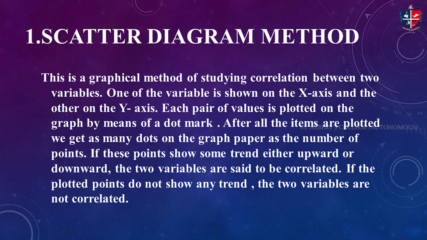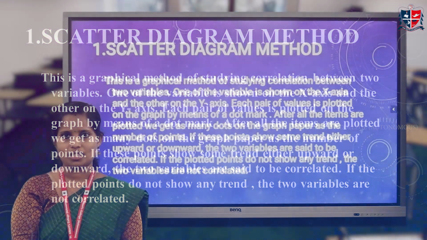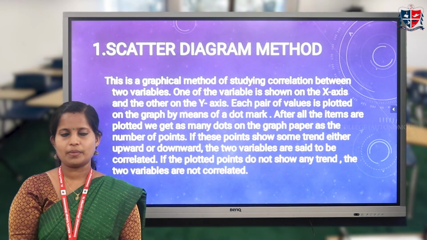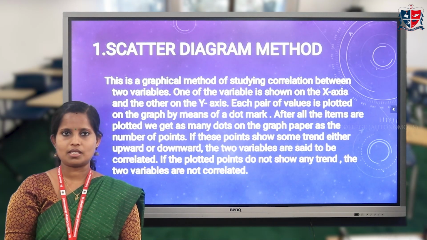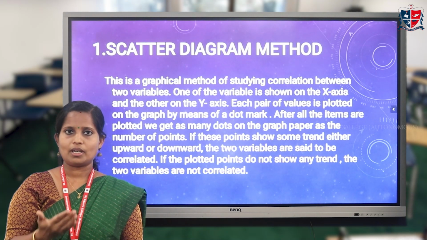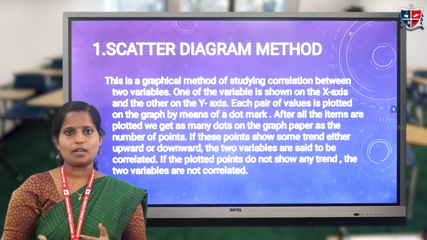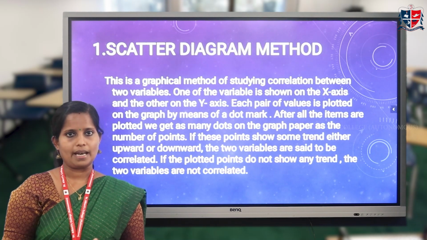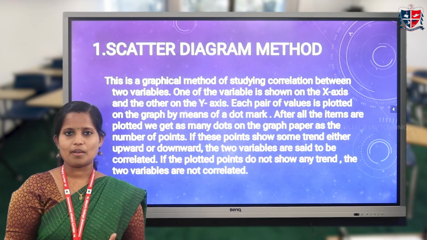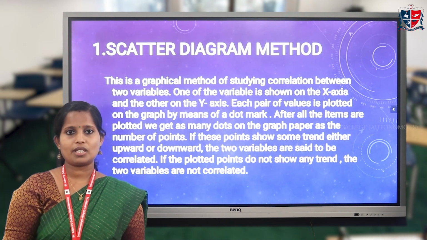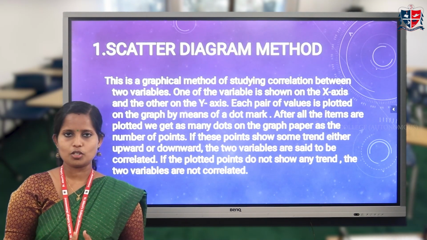The first is the scatter diagram method. Like the name indicates, it is a diagrammatic method, a visual aid for studying correlation. This method shows just whether the two variables are correlated or not. We can add one more feature, whether it follows a positive correlation or a negative correlation. Since it is a diagrammatic method, it does not give the quantity of correlation between the two variables.